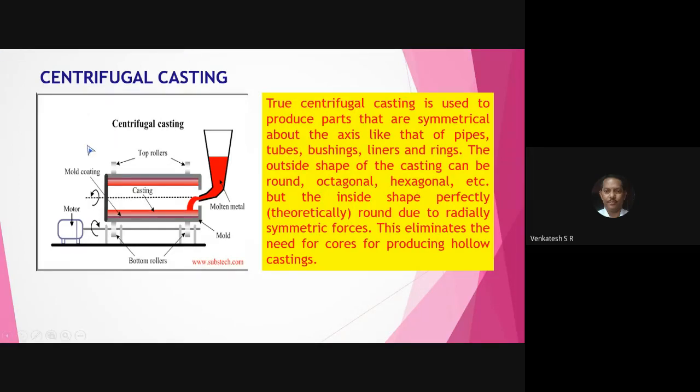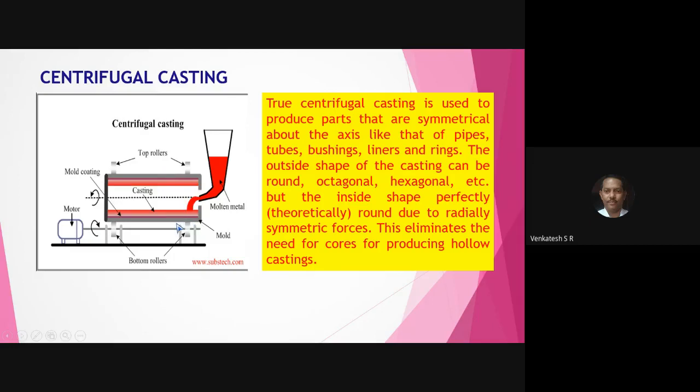Once again, the principal operation of centrifugal casting: there will be a pipe or tube supported on the top roller and the bottom roller. The bottom roller is connected to the motor, and one end is closed, the other end is open for pouring the liquid metal. Once you pour the liquid metal into the mold pipe or mold cavity, due to the centrifugal action, a circular casting is formed inside the pipe.